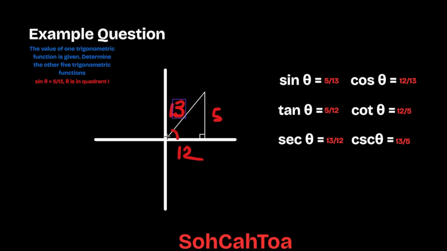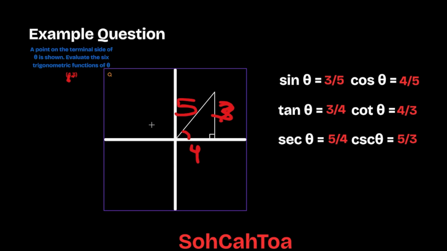So we now know how to get all of our values when we get given a value as well as given a point on the graph.